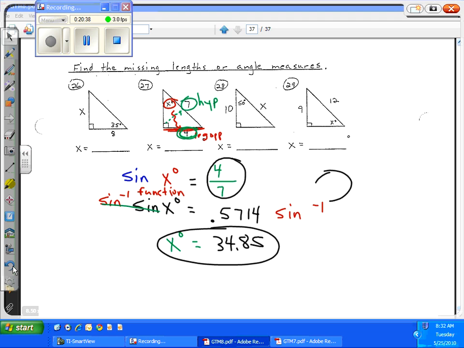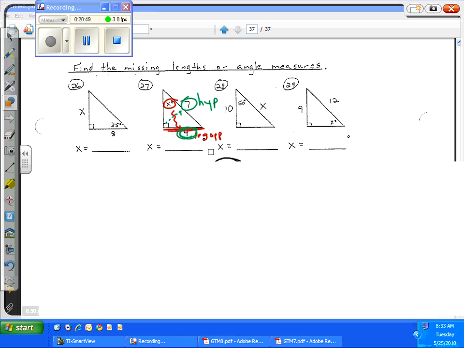Any questions on number 27? Okay. Number 28.